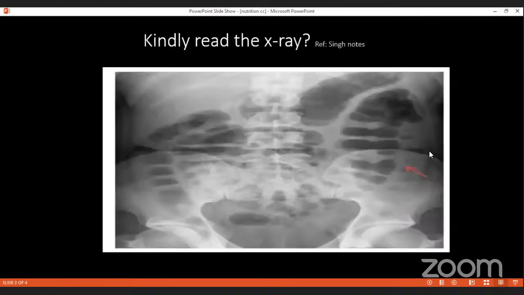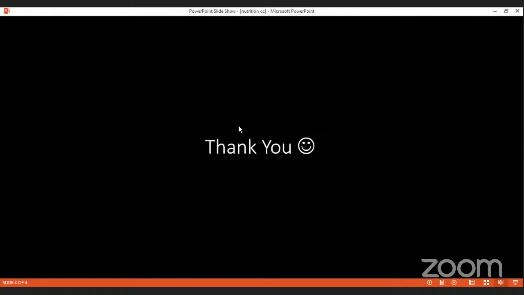I forgot to show you this earlier. What is this arrow pointing at? Ma'am, these are basically jejunum, showing the stack of coin and multiple bowel loops, and this arrow is showing a descended obstruction. Jejunum. Good, excellent. Thank you, ma'am.